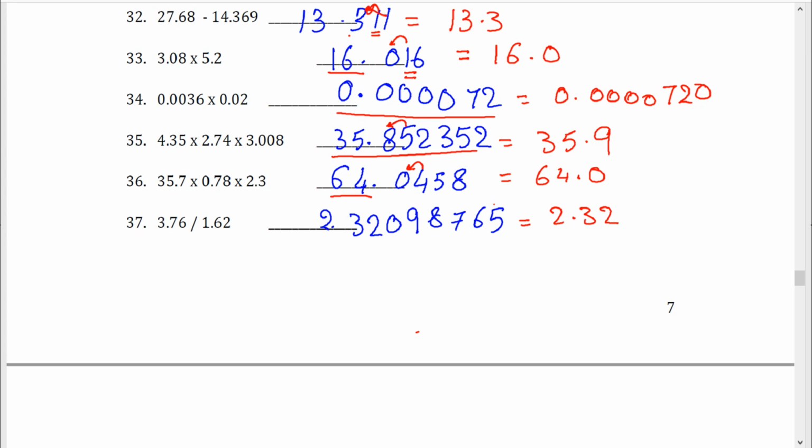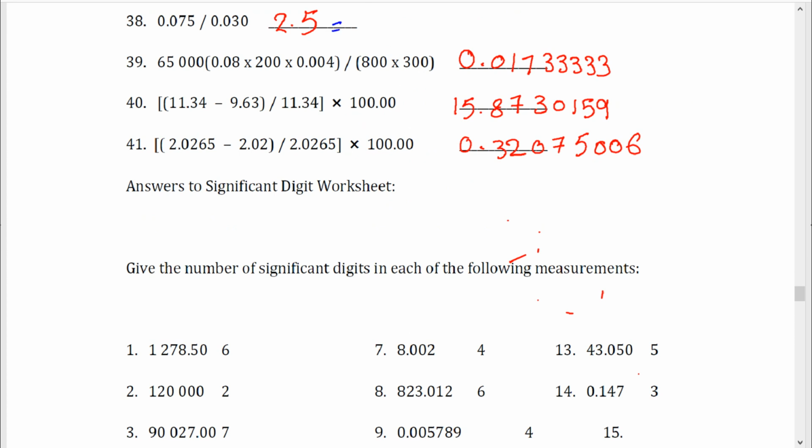2.32. Is 9 going to add 1 here? Yes, so I will write 3.1. No, I will leave it like this because he's asking for 3 significant figures only. You need to round this number to 3 significant figures, so you can just add 0 here without any change in the number.